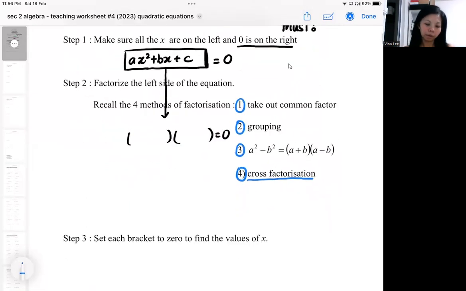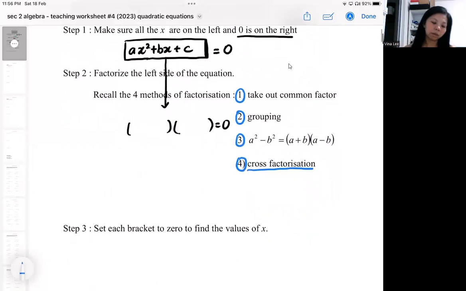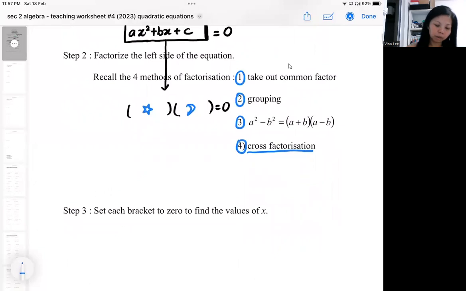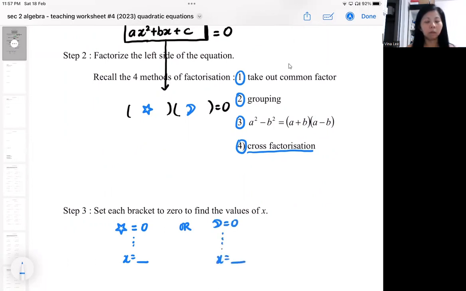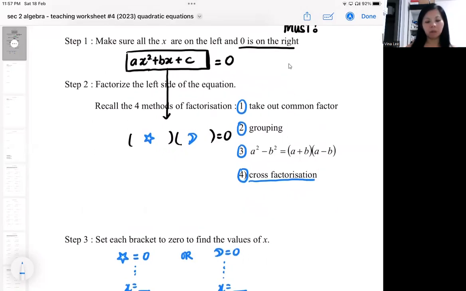After you manage to factorize, your job is to set each bracket to 0. I'm going to call the first bracket a star and the second bracket a moon. You will set the star to 0 and you will get one x value. Or you will set the moon to 0 and you will get another x value. So it's actually as simple as that. You just don't twist from the steps. Actually, solving quadratics is quite easy.